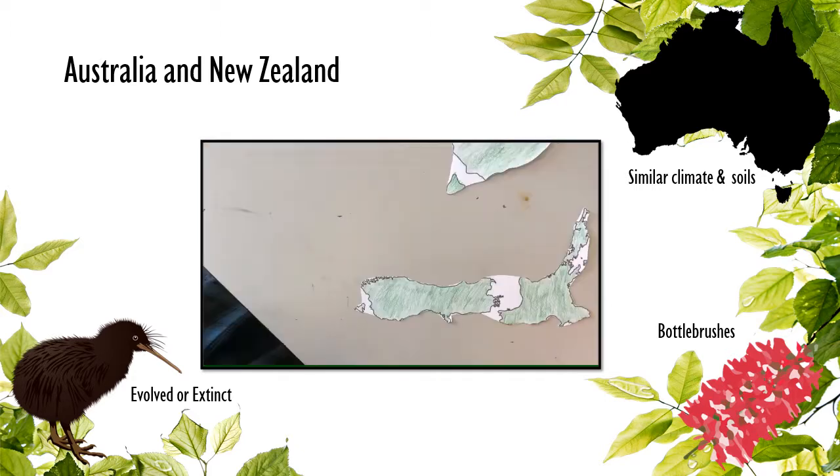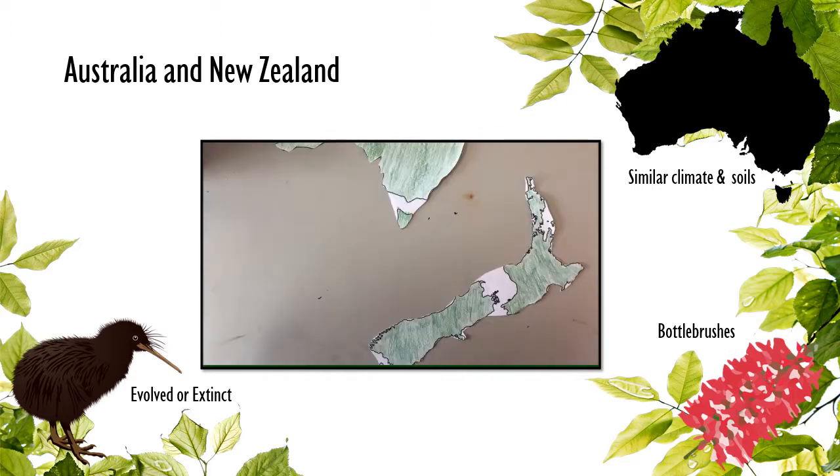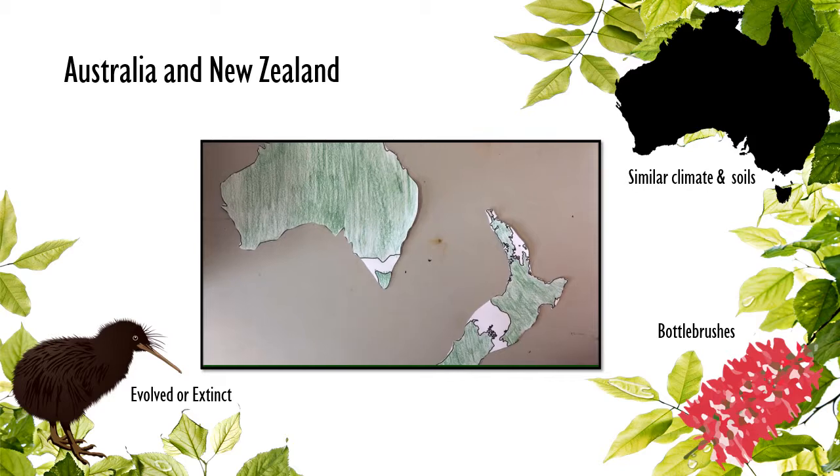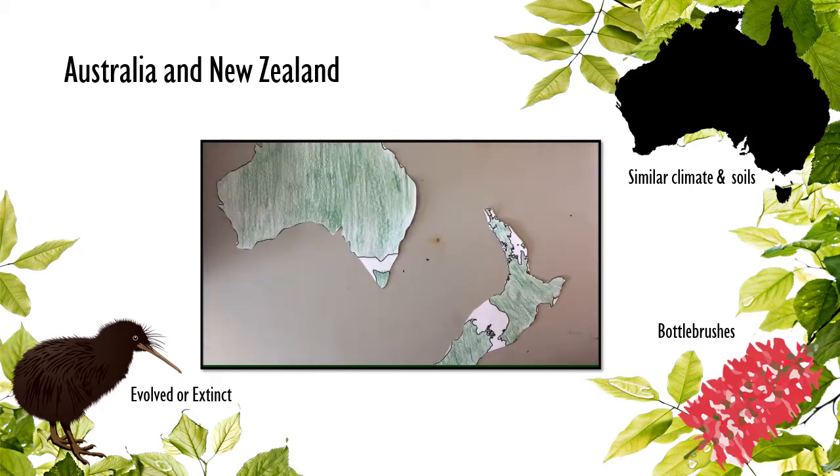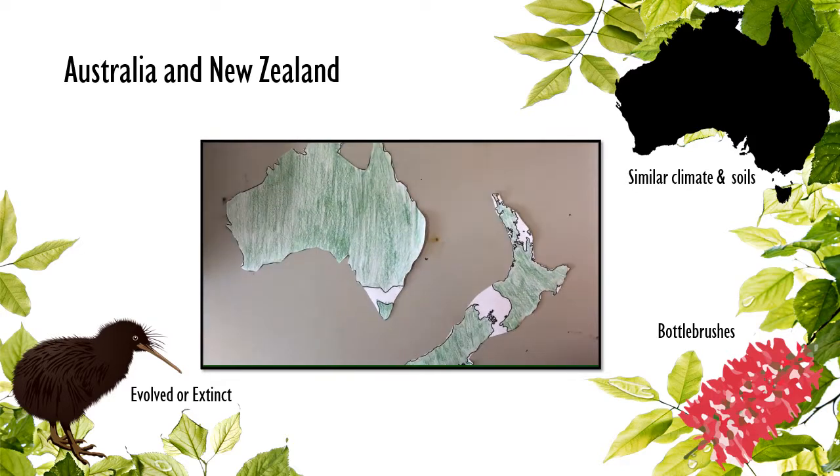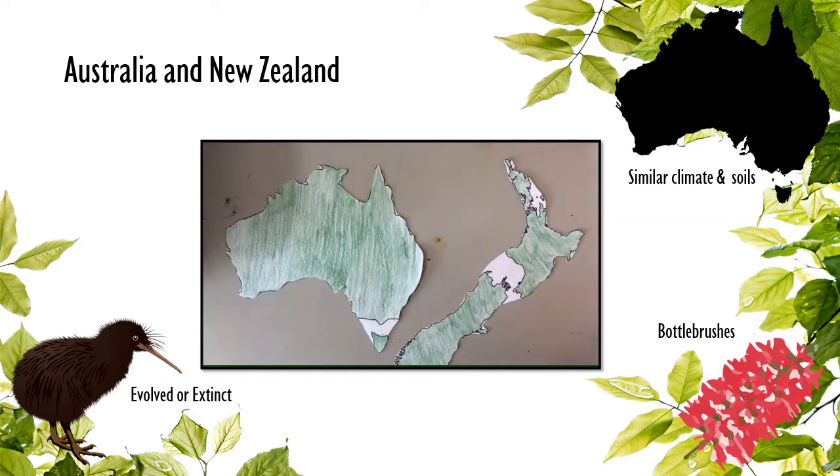Many of the animals we had in New Zealand were similar to those in Australia, but as the country drifted into cooler zones and mountains formed, species either died out or evolved, adapting to the new climate and landscape.